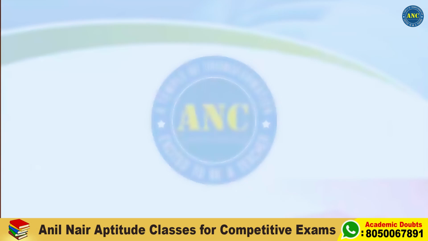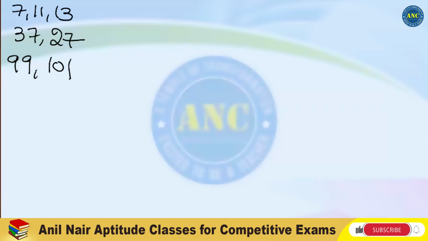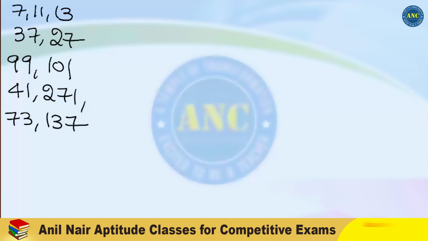I am here to give you the initial push. I am here to tell you the why. What are the concepts we discussed? 7, 11, 13 we discussed. 37, 27 we discussed. 99, 101 we discussed. 41, 271 we discussed. 73, 137 we discussed. Now we will also discuss the divisibility rule for 19 and 17.